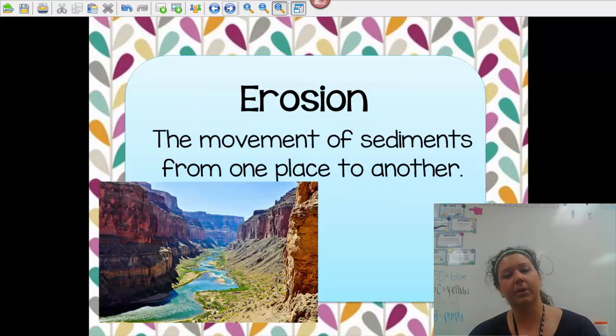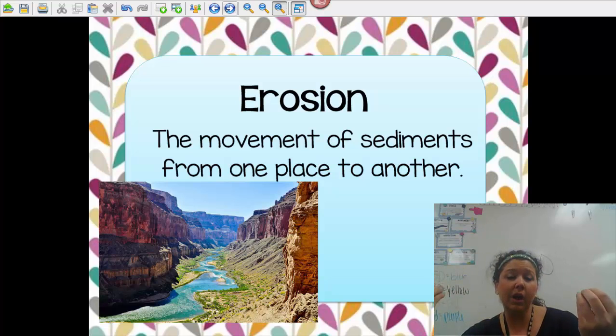Our second WED process, the E, is for erosion. Erosion is the movement of sediments from one place to another. So first in weathering, it broke off, right?